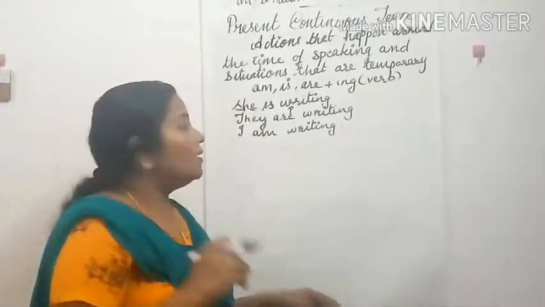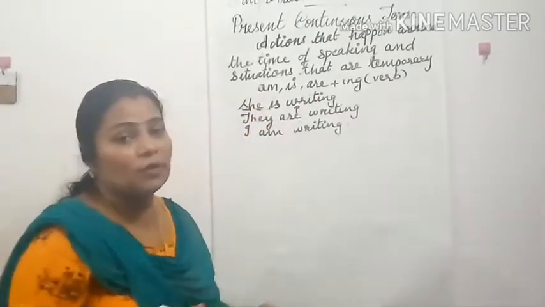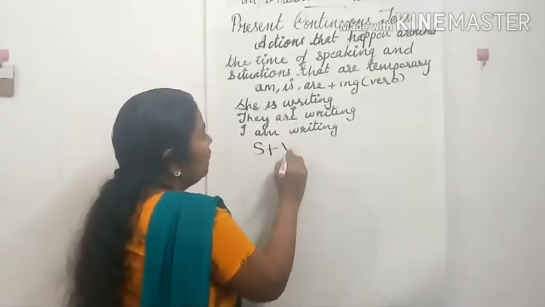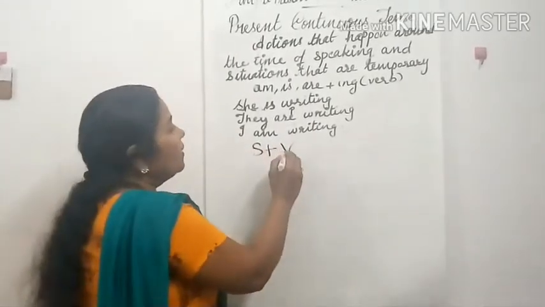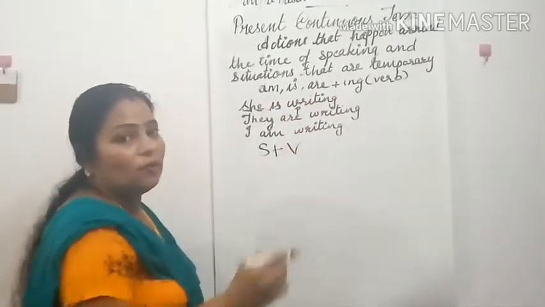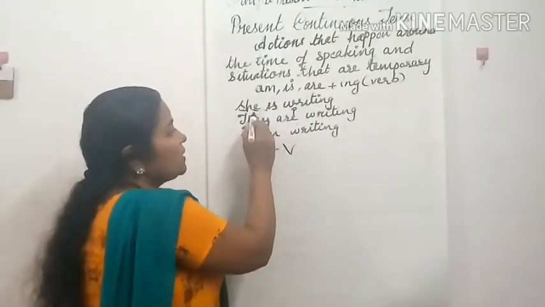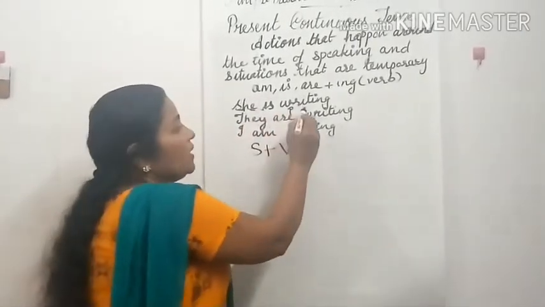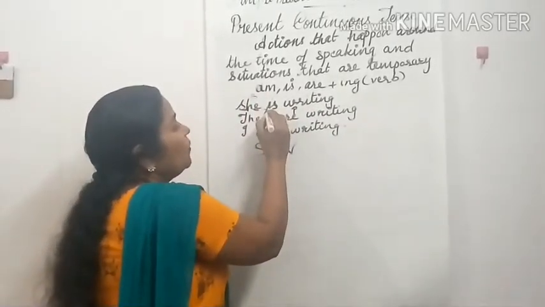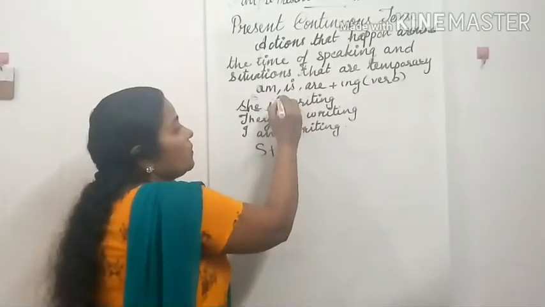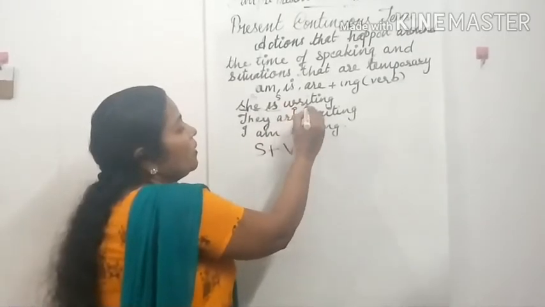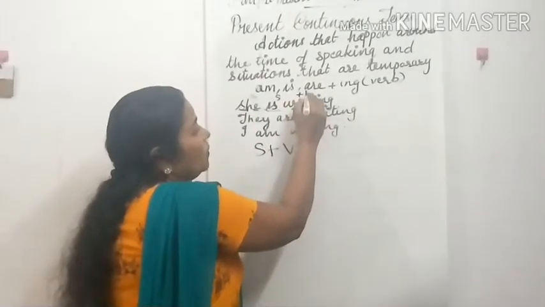Here, see the example over here. With present continuous tense, we have the subject plus the helping verb am, is, are, plus the ing form of the verb. Suppose the subject is she, then we write she is writing. Our verb is writing. So she is singular and we have used the singular verb is. Okay, subject is singular, verb is singular, plus the ing form of the verb.